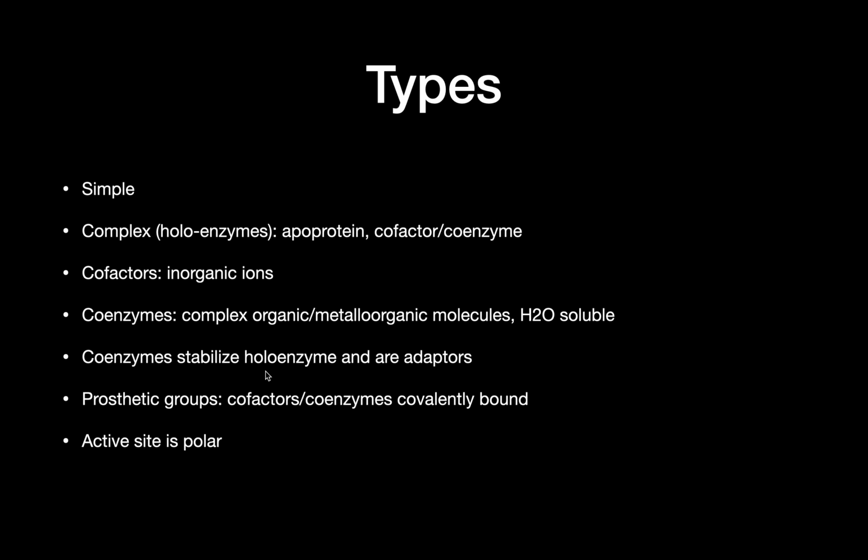Coenzymes stabilize the holoenzyme and are adapters, which means that they respond to whatever situation the body is in, so whether the body requires more active enzymes or whether those enzymes should be inhibited. So the prosthetic groups are either cofactors or coenzymes that are covalently bound to the holoenzyme, and those are permanent, so they can't just be cleaved off. And the active site is polar.